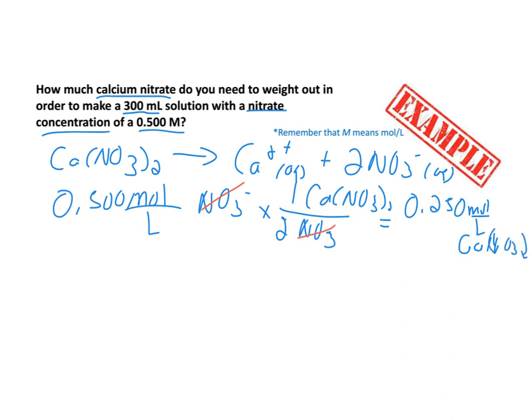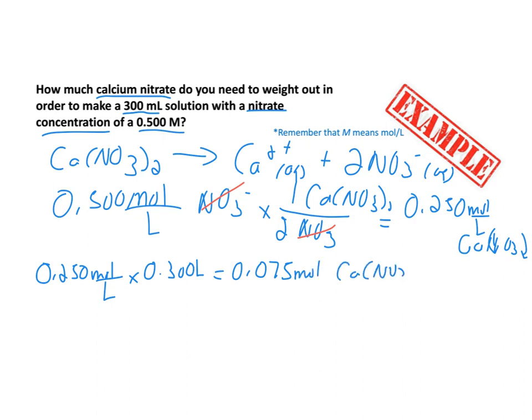Now we can continue to find how much mass of calcium nitrate. So we know our concentration of calcium nitrate is 0.250 moles per liter, and we want to make 300 mL, or 0.3 liters. So that's going to be 0.075 moles of calcium nitrate. And remember, our units cancel out here. Our liters and liters are canceled out. Then we have to multiply by the molar mass of calcium nitrate, which I determined earlier was 164.10 grams per mole.